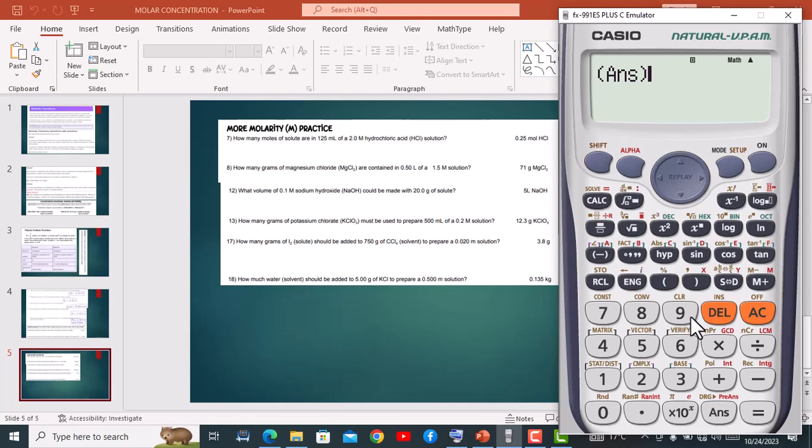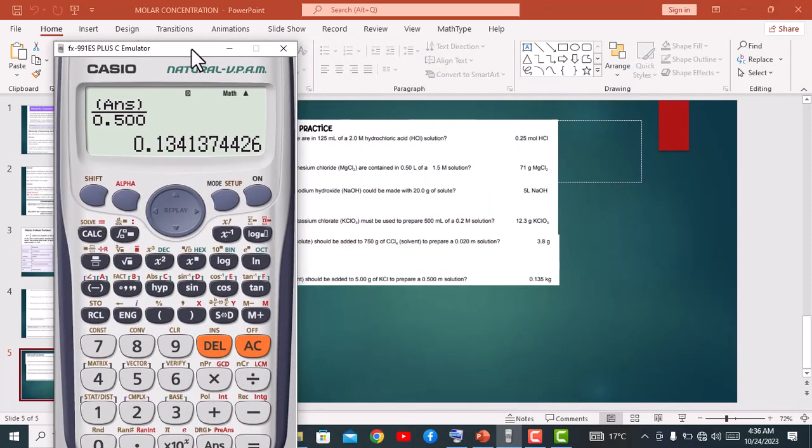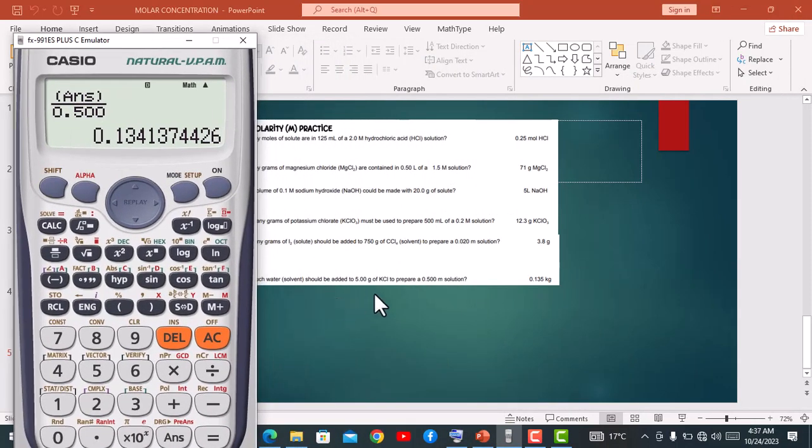So once I have the number of moles, remember they say how much of water, which is the volume, and concentration equals number of moles divided by volume. Therefore volume equals number of moles divided by the molar concentration of a solution, which is 0.500, and that should give us an answer of 0.134 kilograms. Why?